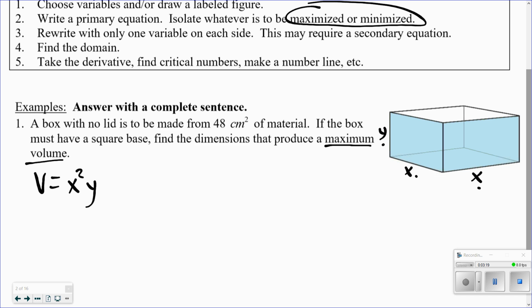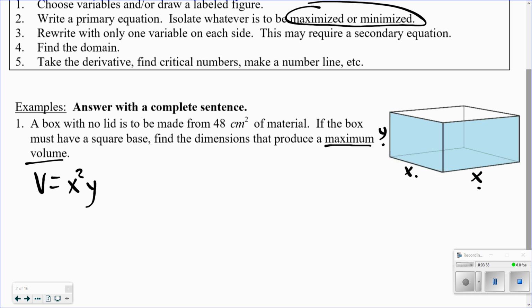Now notice I have 3 variables there. Right, step number 3 is we want to write it so you only have one variable on each side. So I have the volume, I'm good there. But over on the right side, I don't want both the x squared and the y. So I need to come up with some kind of secondary equation that will allow me to substitute something in for the x squared and y.